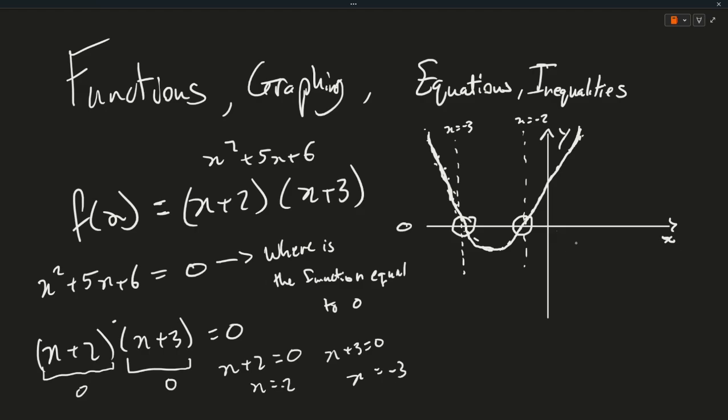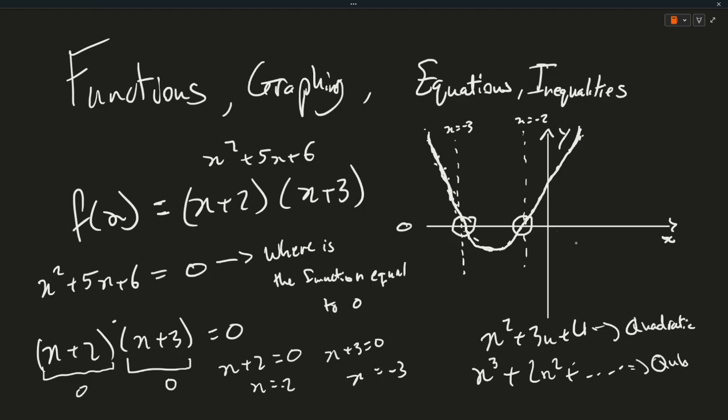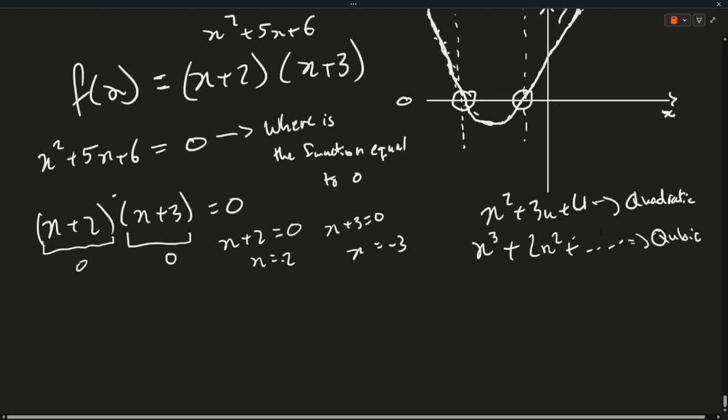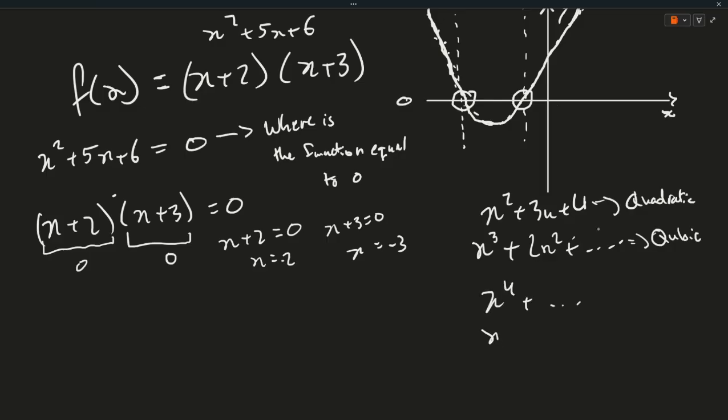Another thing you need to note is that a quadratic is a kind of polynomial. Polynomials could be x squared plus 3x plus 4, whatever. But polynomials don't need to be quadratics. They could be x cubed plus 2x squared plus dot dot dot, which we call a cubic. They could also be quartic, which is x to the 4 plus dot dot dot, or quintic, etc. You get the point.